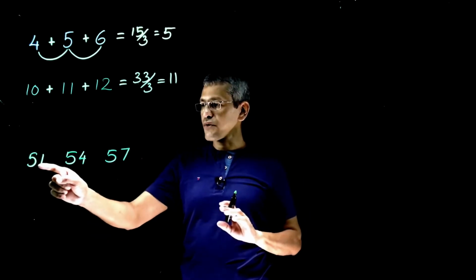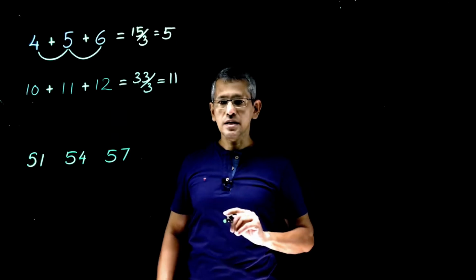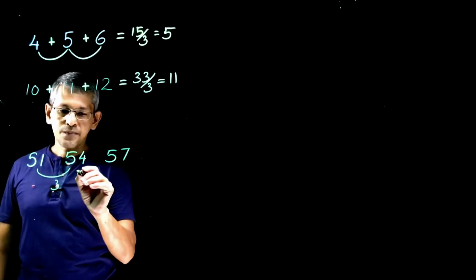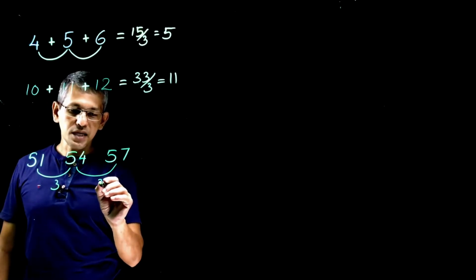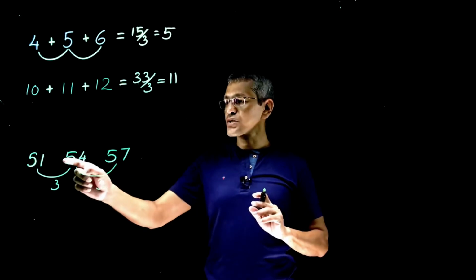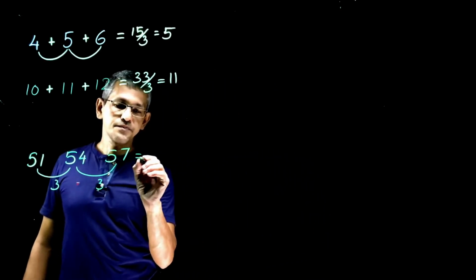average. So in this case, 51, 54, 57. Is it equal difference? 51 plus 3 is 54, 54 plus 3 is 57, right? So that's equal difference. If it is equal difference, the average is going to be the middle number. So 54 would be the average.